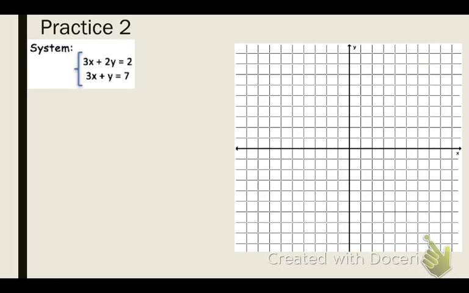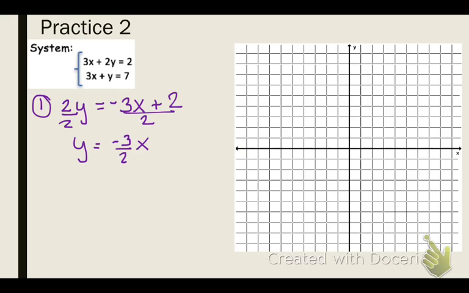The second one, both equations are in standard form, so we need to convert both of these to slope-intercept. So the first one, I'm going to subtract 3x from each side, which gives me 2y equals -3x plus 2. And then I divide each side by 2, which is y equals -3 over 2 x for my slope, plus 1. So I'm going to graph that.